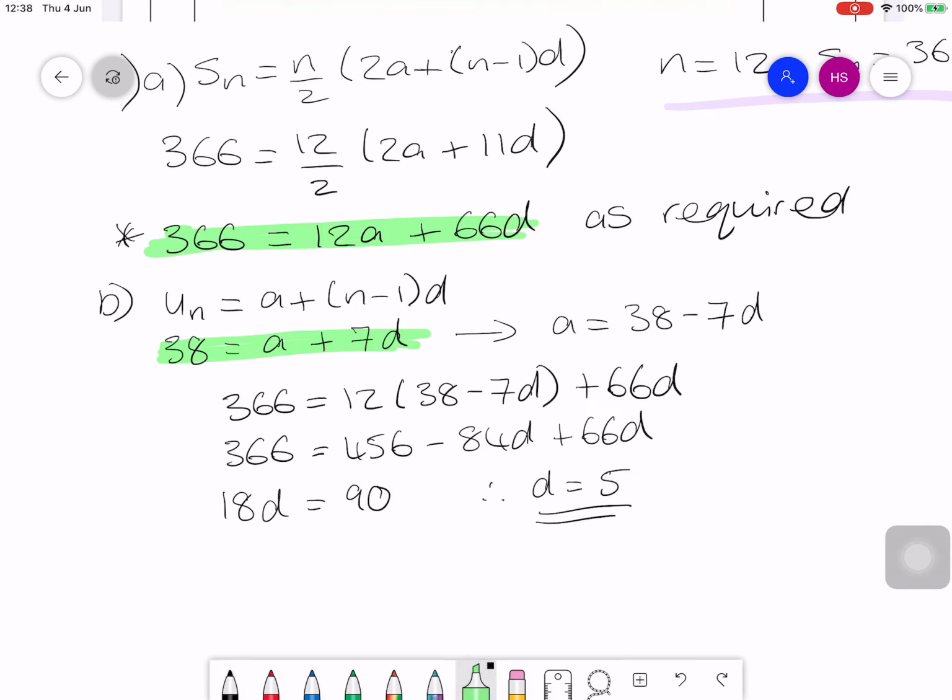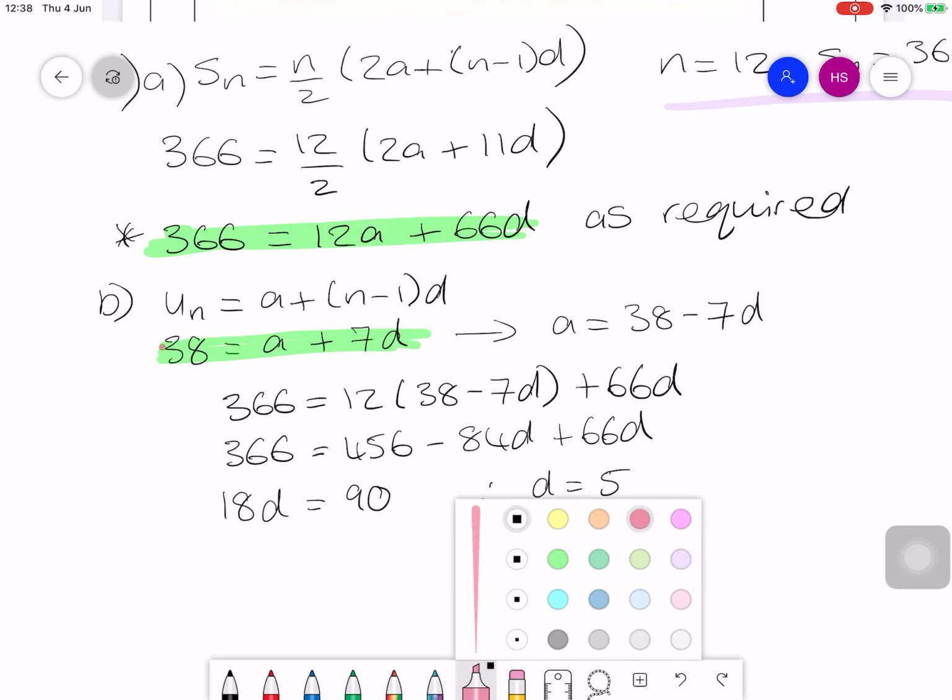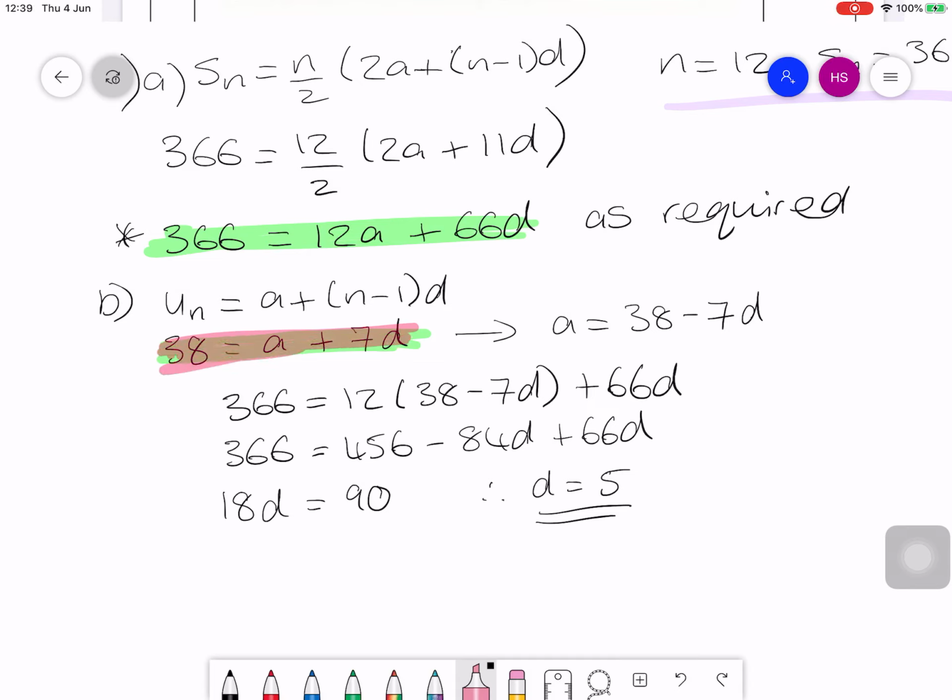And then I just need to go back to either of the equations. So I think this is probably the simpler one, and substitute that back in. So 38 is a plus 7d, and now I know that d is 5. So then I can do 38 take away 35 and get a is 3.